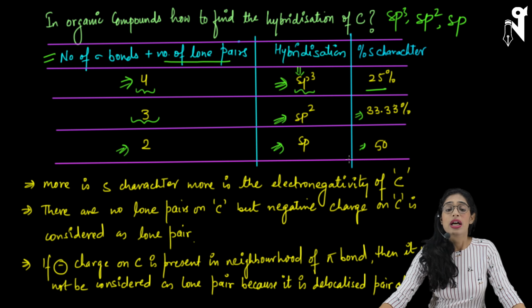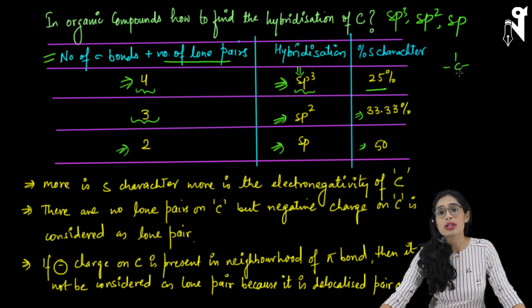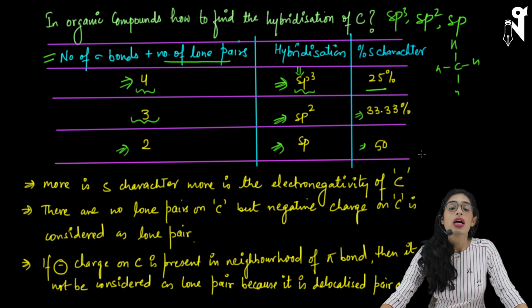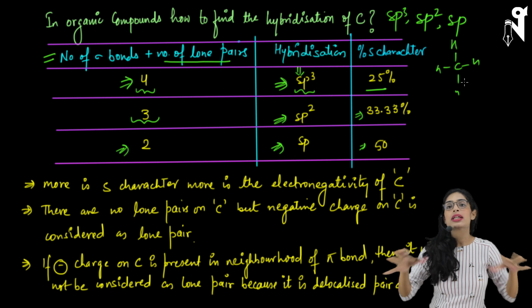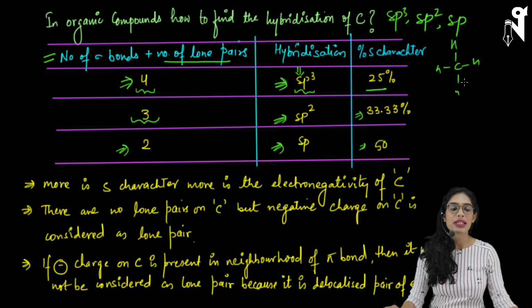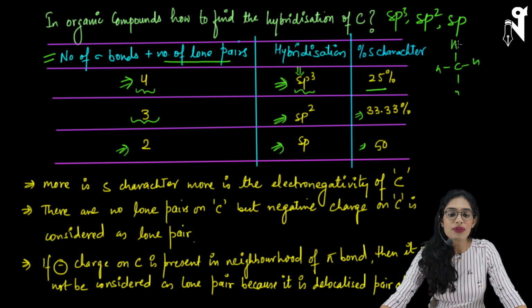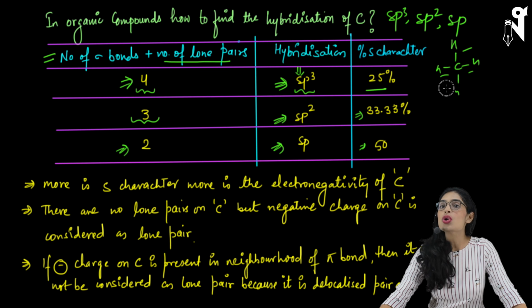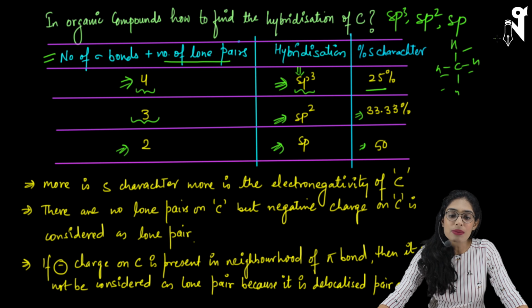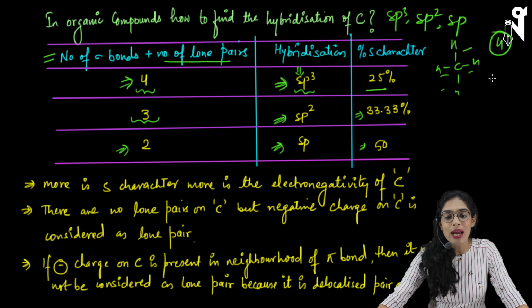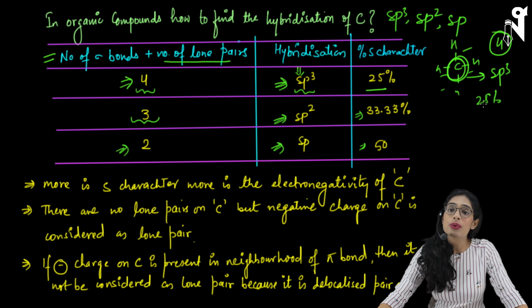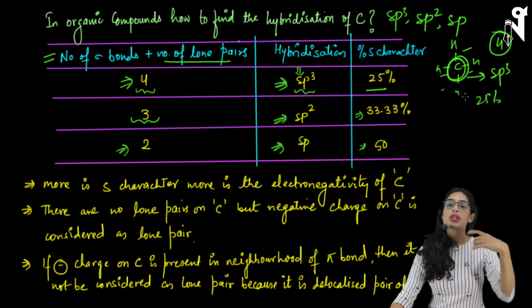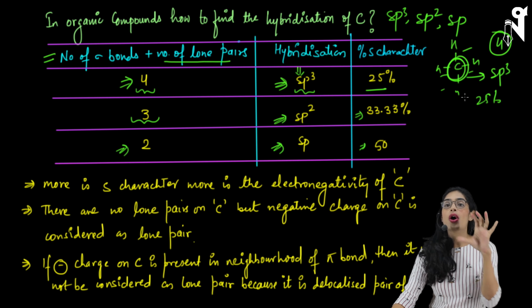Now let me tell you, when the carbon has all four single bonds, let's say in this compound CH4, or any compound where carbon is attached by all single bonds, if you count the number of sigma bonds here, we have 4 sigma bonds and no lone pair on the carbon, so the number is 4. Automatically the hybridization of this carbon becomes sp3, so the percentage s character here will be 25%. Why am I telling you this? Because I'm trying to figure out which carbon is more electronegative in a particular compound.